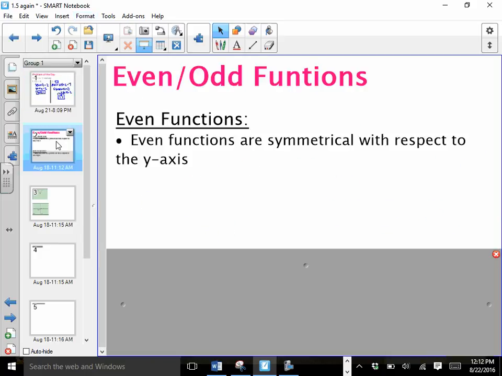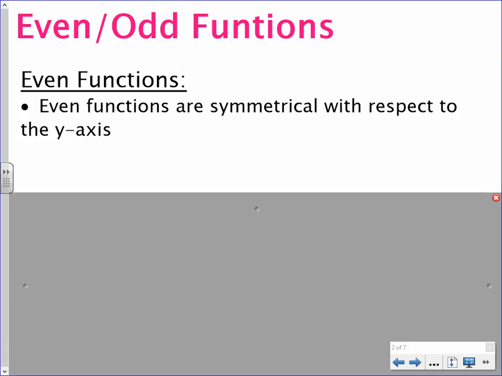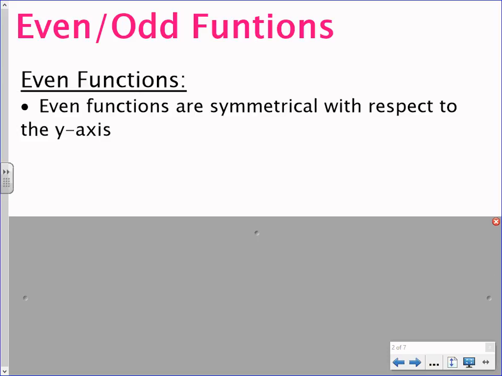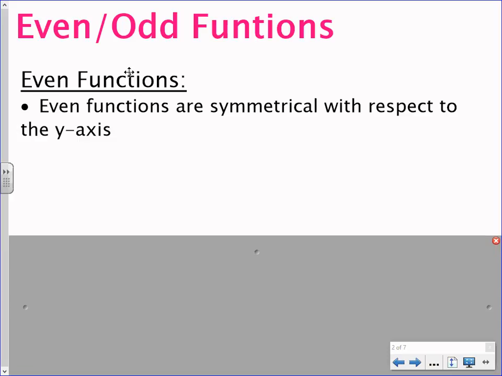We are going to do a couple things today. We're going to take a couple quick notes on what an even and an odd function are, and then we are going to do a discovery activity about transformations of graphs. You guys have kind of worked with transformations of graphs in your parent functions before, so hopefully that will be familiar. So, first definition, an even function.